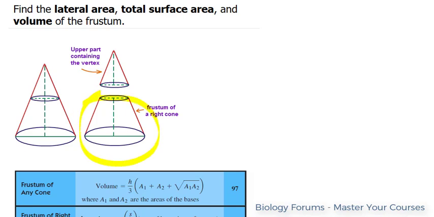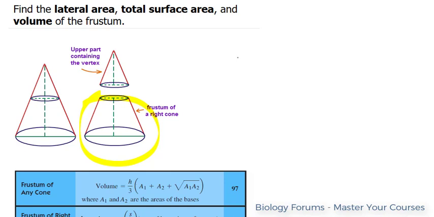To find the area of a frustum, or the volume, let's start off with the volume. You would need to know a special formula, and the formula is written right below here. Volume is equal to the height divided by 3 times the first area plus the second area plus the square root of the two areas multiplied.